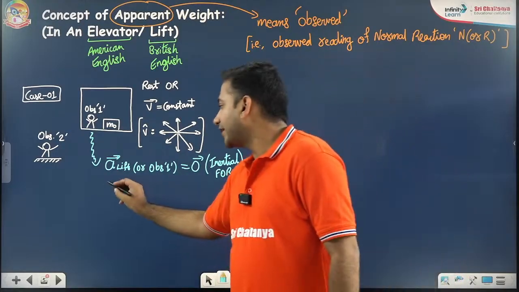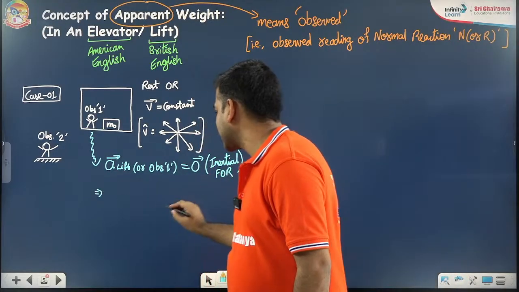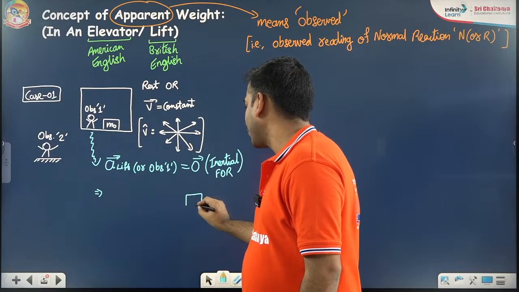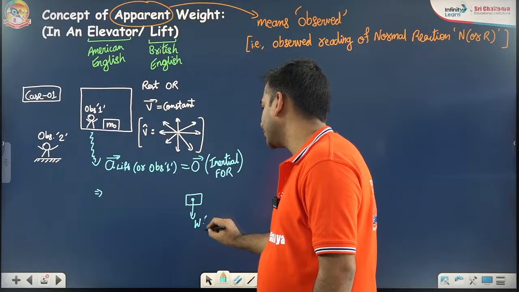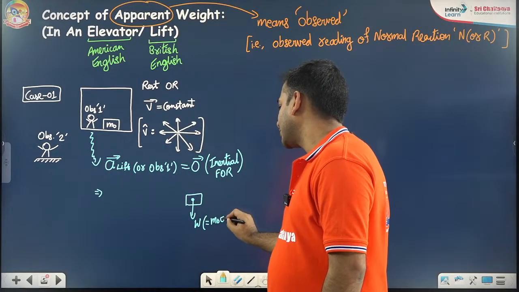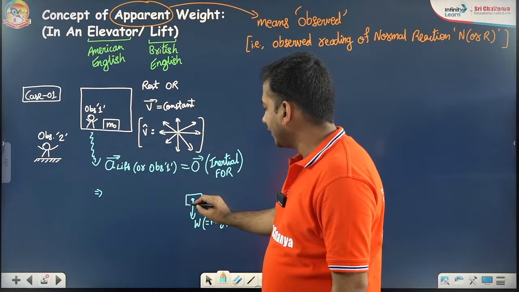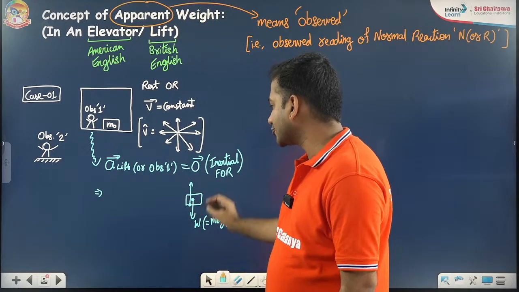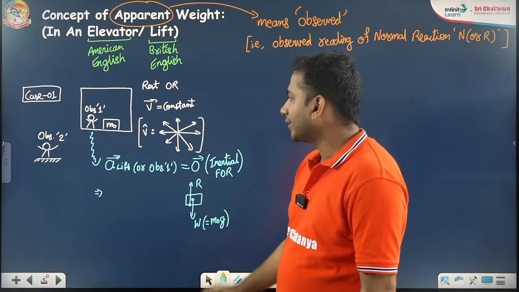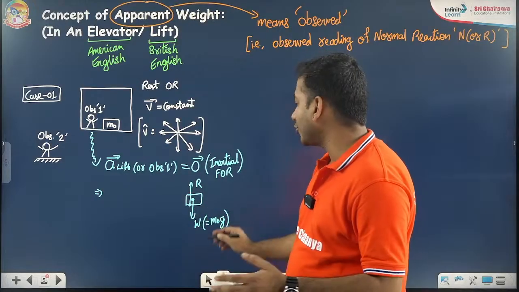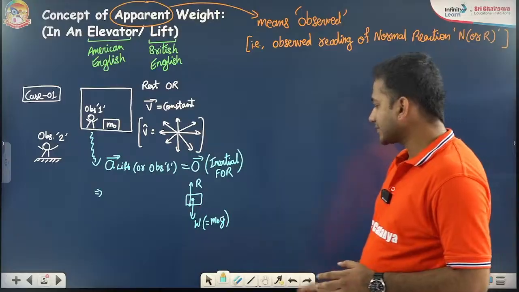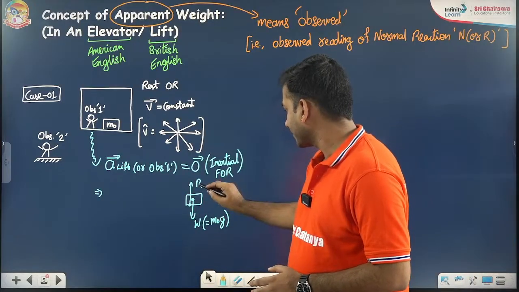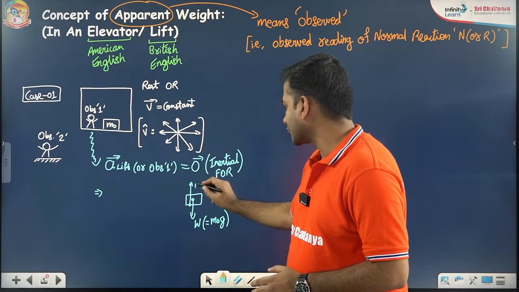If you directly apply Newton's second law, you will observe that on this block there is one force W equal to m0 g, and one is the normal reaction. This normal reaction N or R is the R1 reaction, or you can simply say this is N or R, the normal reaction.